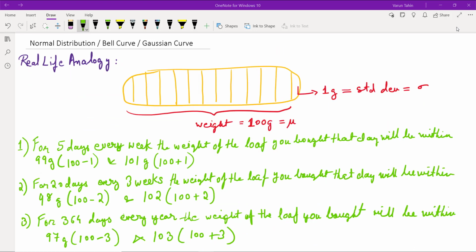Now we will try to establish a real life analogy with the 1 to 3 rule. This is like saying if you buy a loaf of bread every day and measure it, then the mean weight will be 100 grams and the standard deviation will be 1 gram for that loaf of bread. Now for 5 days every week, the weight of the loaf you bought that day will be within 99 grams, which is 100 minus 1, and 101 grams, that is 100 plus 1. Then for 20 days every 3 weeks, the weight will be within 98 grams, which is 100 minus 2, and 102 grams by adding 2 to 100. Then for 364 days every year, the weight of the loaf you bought will be within 97 grams, that is 100 minus 3, and 103 grams, which is again 100 plus 3. So here if you replace 100 by the mean and the addition or subtraction by multiples of 1 gram, it will be equivalent to the 1 to 3 rule.